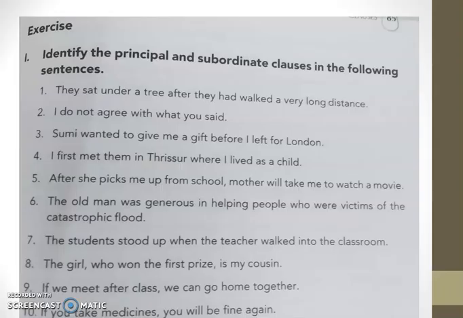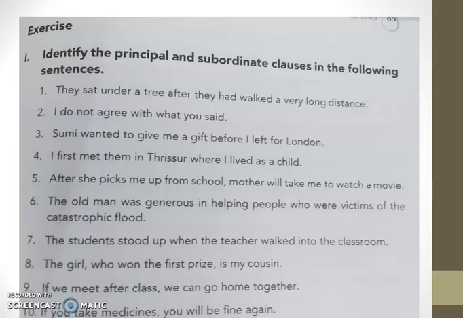Who won the first prize is a clause, but we know that it is not the independent clause because it begins with who. It doesn't exist by itself as a sentence. So the subordinate clause is easy to identify: who won the first prize. But what about the independent clause or the main clause? Here the main clause has been split and the dependent clause has been inserted in between the words. So the main clause would be, the girl is my cousin, and the subordinate clause is who won the first prize.